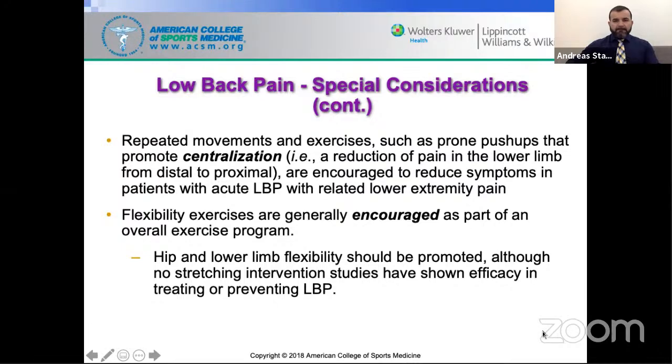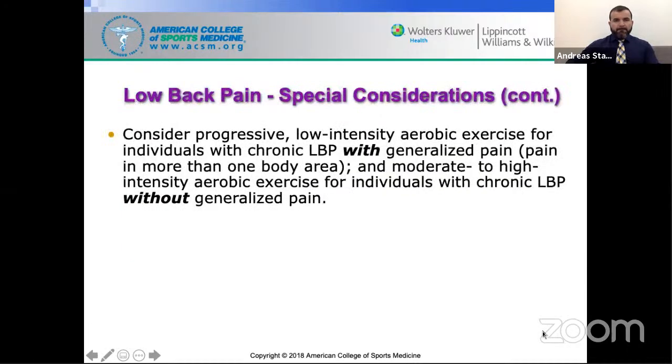Flexibility exercises are generally encouraged. Now here, consider progressive low-intensity aerobic exercise for individuals with chronic LBP with generalized pain, and moderate to high intensity for those without. Somebody who has generalized pain, as you understand here, is in a worse position, so we are prescribing low intensity to them. If it's not generalized, that looks like a better situation, so we're pushing it a little bit more. We're prescribing them moderate to high intensity.